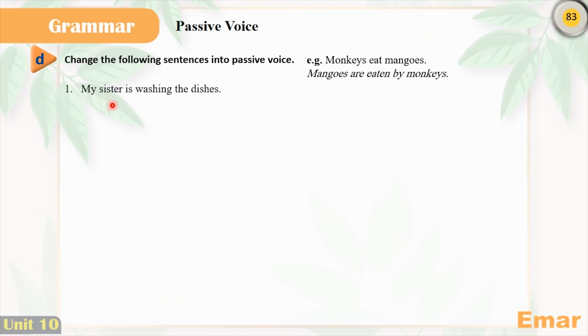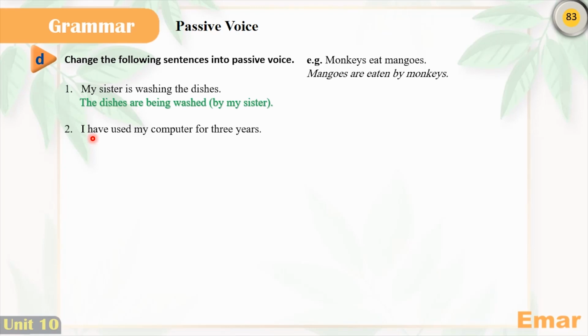To the first sentence, my sister is washing the dishes. Look at the verb, is washing, present continuous. We keep the tense as it is. So the dishes are being washed. Why are? Because the dishes is a plural noun. So the dishes are being washed. We added being.